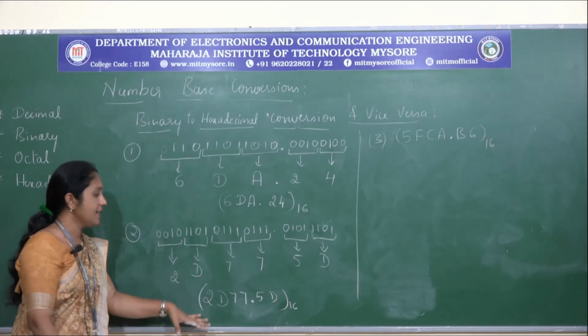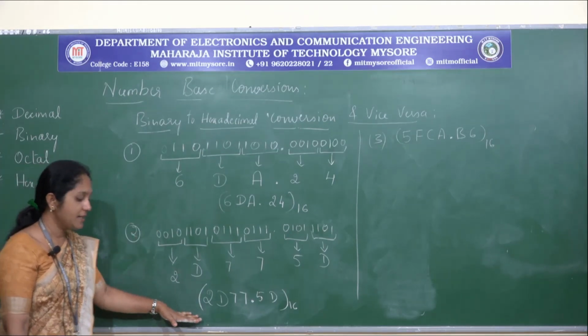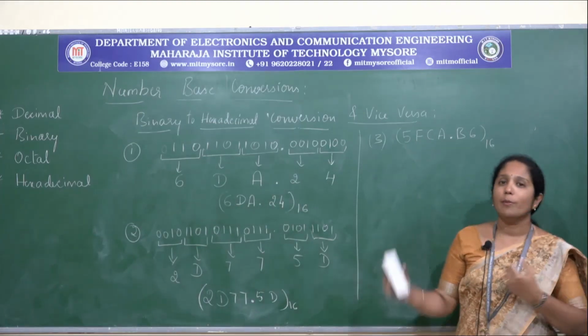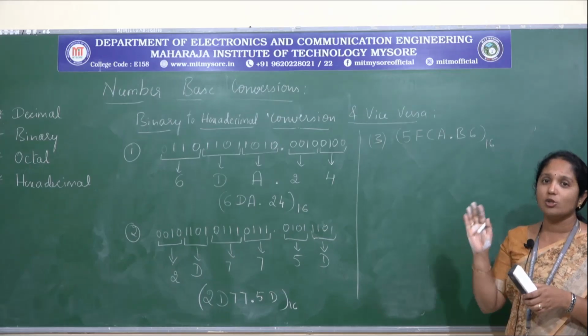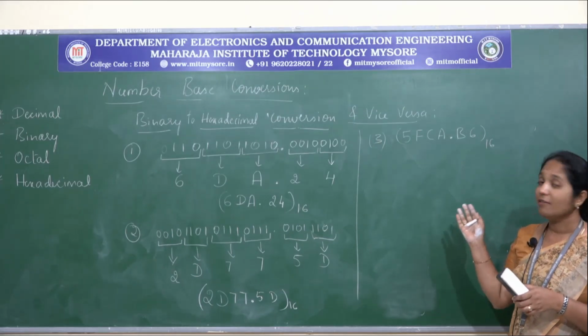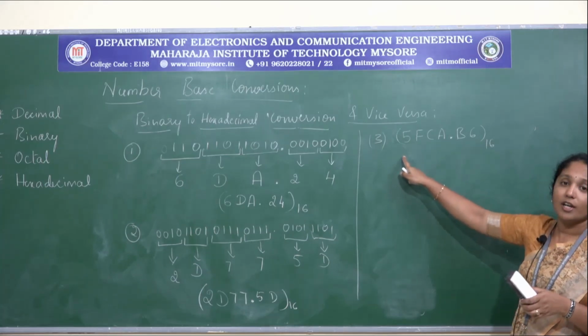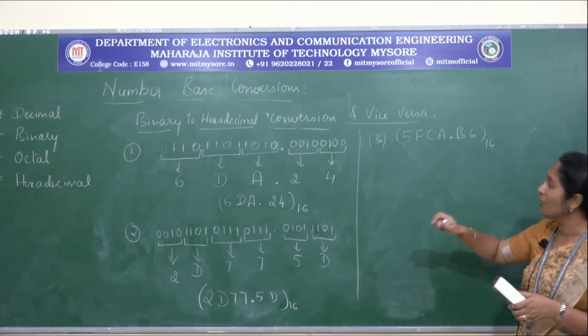So this is how we convert a binary sequence into hexadecimal. Now let us see the hexadecimal to binary conversion. It is the same as octal to binary, wherein we wrote the equivalent for the given digit using 3 bits. Now we are supposed to write using 4 bits.